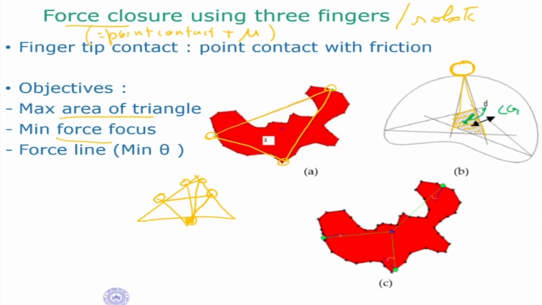So the second objective is minimum force focus, and the third is force line, which is my sigma theta, the minimization of the angle which is subtended at the center. Okay, so we have maximum area of triangle, minimum force focus, and force line minimum theta. All these three we are trying to optimize.